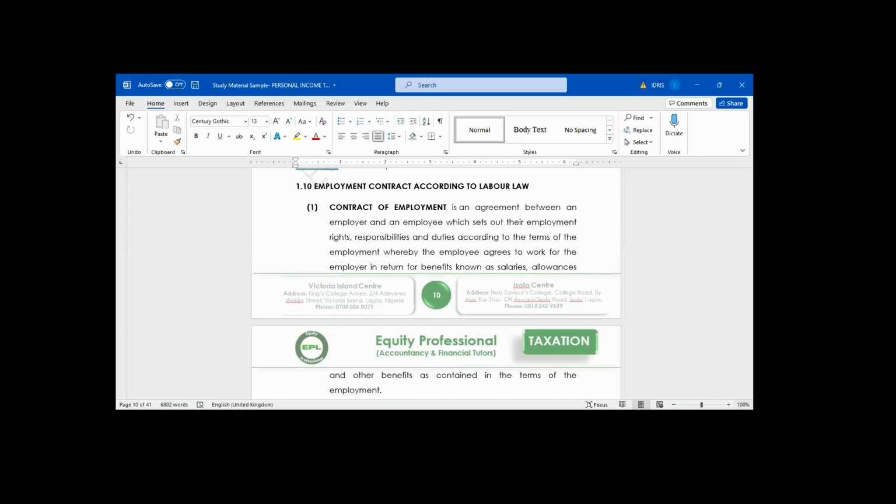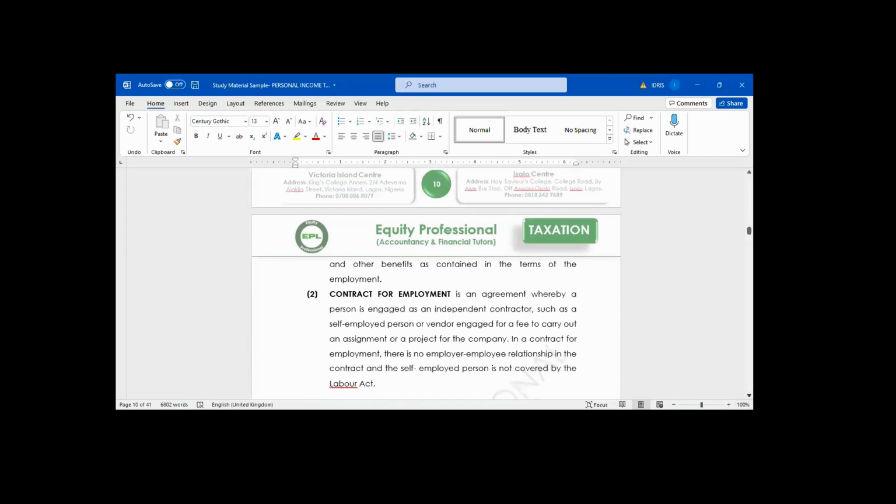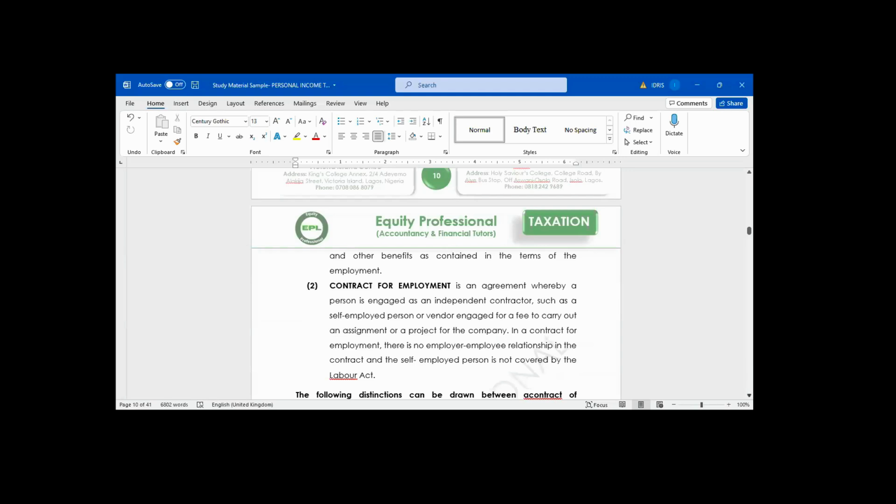But in the case of contract for employment, it is a part-time job. You are engaged to provide service, to render service. All those professionals, auditor, lawyer, they render contract for employment. They do not render contract of employment. An external auditor that renders audit service to a company is not a full-time staff. His own job is contract for employment. You render service.